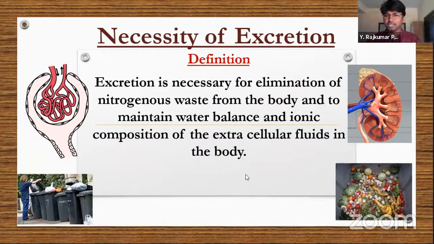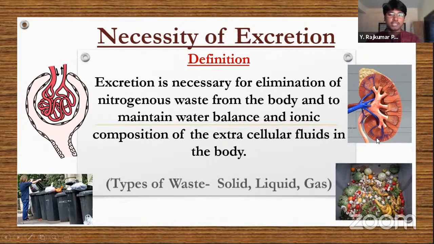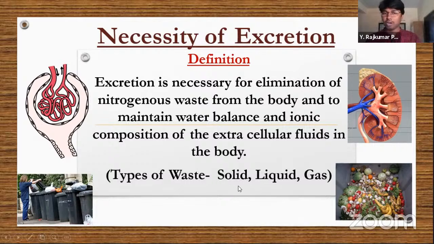Dear students, hope you are able to understand. So this metabolic waste must be eliminated from the body. Most of the times this metabolic waste is nitrogenous waste. Okay, so this nitrogenous waste should be sent out of the body from time to time. Let's see what are the types of waste that we produce. We produce solid waste, liquid waste, and gaseous waste. What are these? Let's see. Solid waste is nothing but the feces that we send out every day.